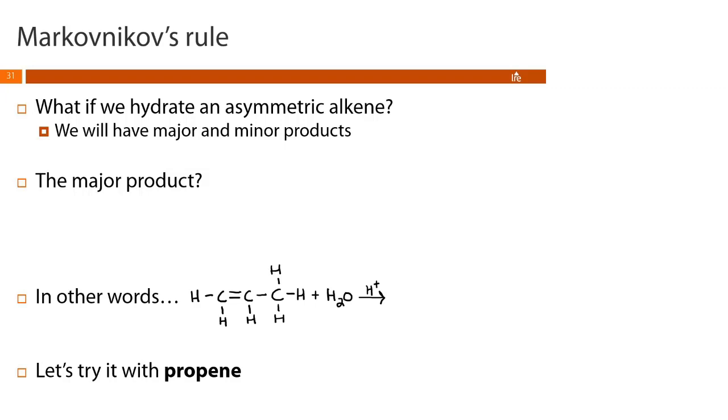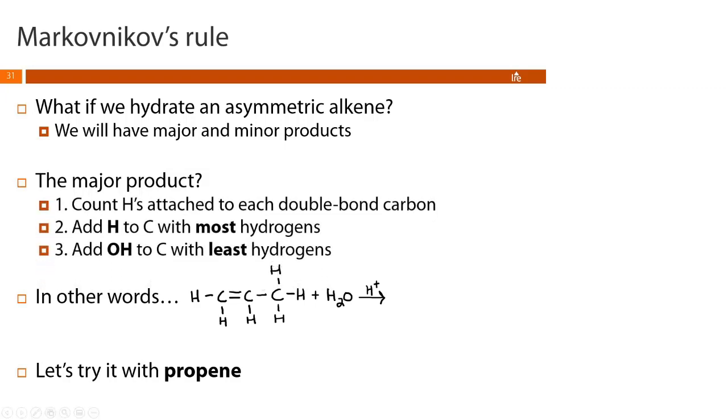So here's how it works. You're going to start by counting the hydrogens attached to each double bonded carbon. The double bonded carbon with the most hydrogens to begin with gets the hydrogen, and the double bonded carbon with the least amount of hydrogens gets the OH. So in other words, the rich get richer. The carbon that starts with the most hydrogens gets another hydrogen. Okay, so go ahead and pause this video and see if you can come up with the major organic product for the hydration reaction of propene.